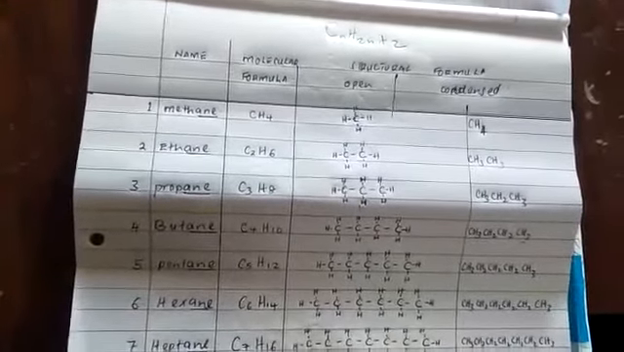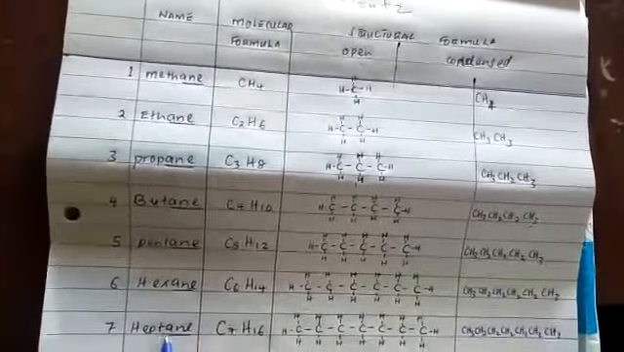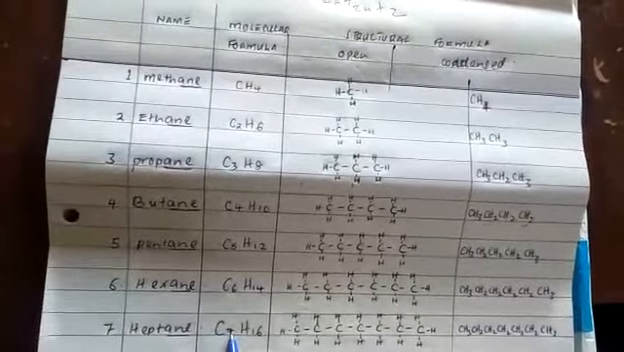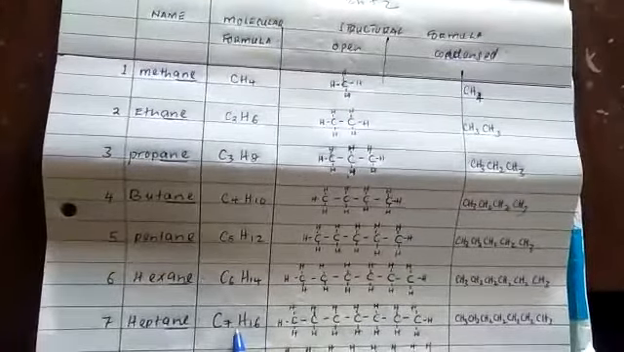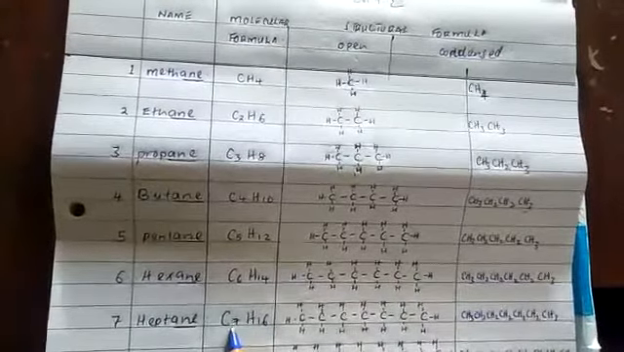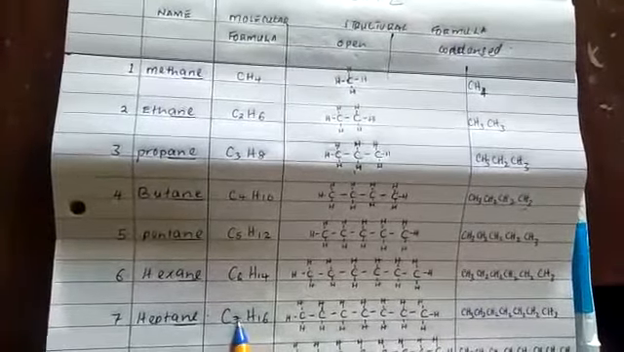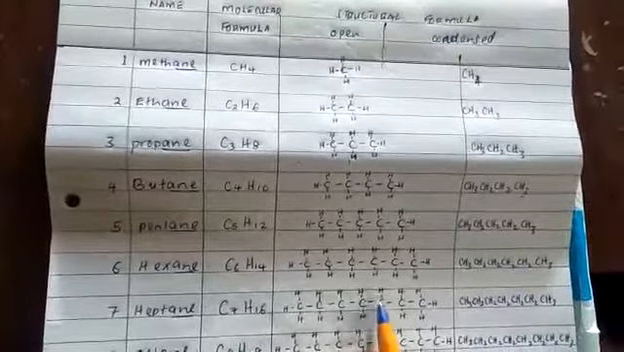Then alkane number 7 is known as heptane. So N is 7, so that means C7, then H16, because 7 times 2 is 14 plus 2, that is 16. So again, you just put the 7 carbon atoms in the chain. 1, 2, 3, 4, 5, 6, 7.